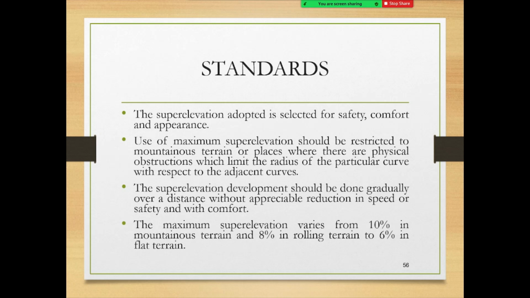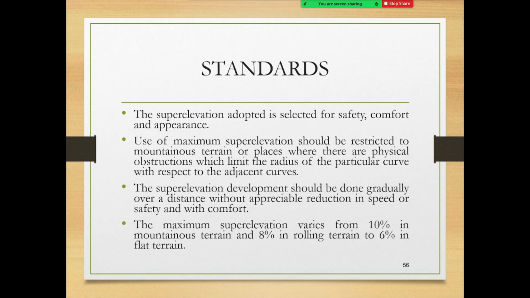Use of maximum super elevation should be restricted to mountainous terrain or places where there are physical obstructions which limit the radius of the particular curve with respect to the adjacent curve. The super elevation development should be done gradually over a distance without appreciable reduction in speed or safety and with comfort. Do you remember that in the morning session I drew the super elevation development? So that should be done gradually over a distance without appreciable reduction in speed or safety and with comfort.